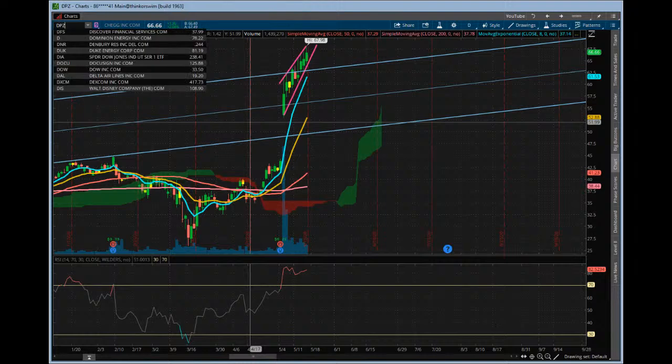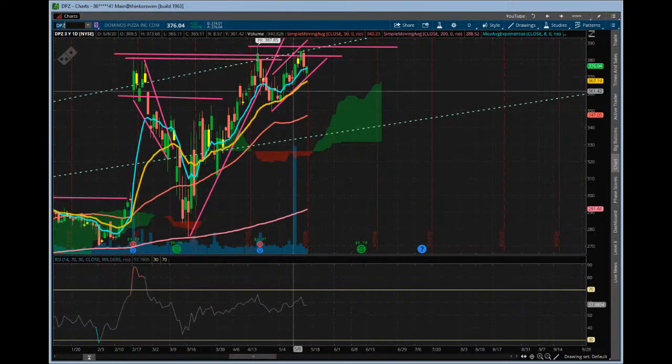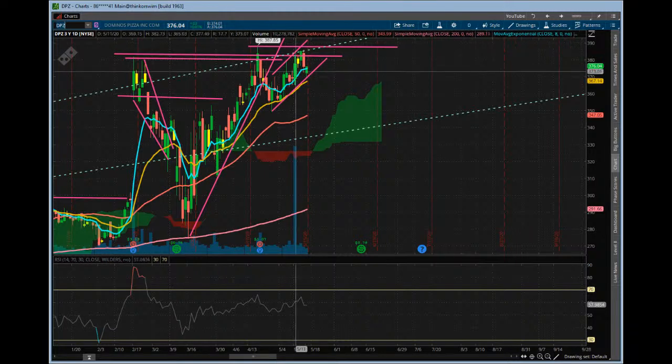The next, yeah, DPZ. It's holding this geometric line right here, and it closed above its ADMA. So it might be just a little pullback for DPZ to try to do that cup and handle break.